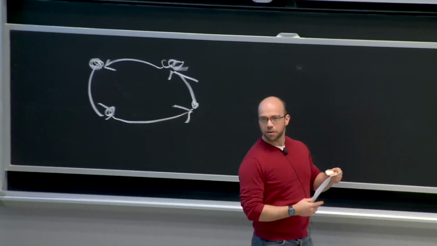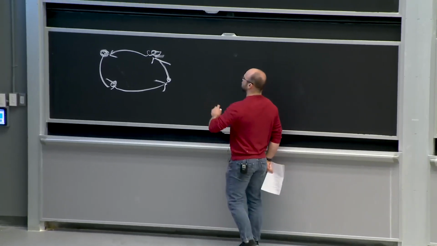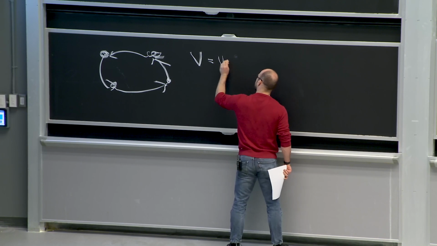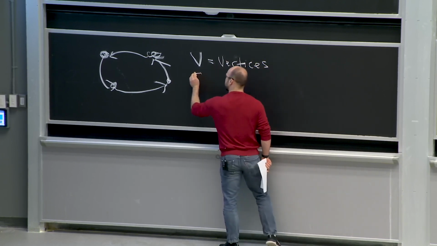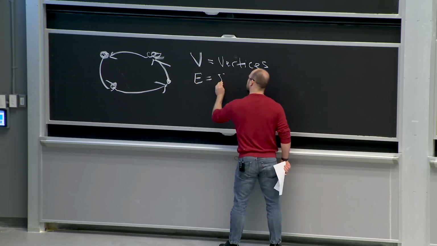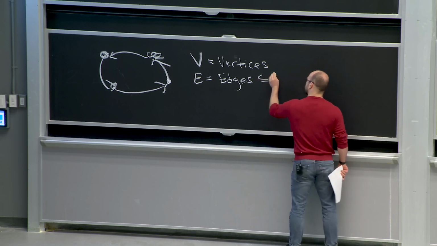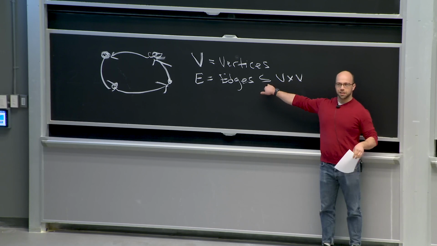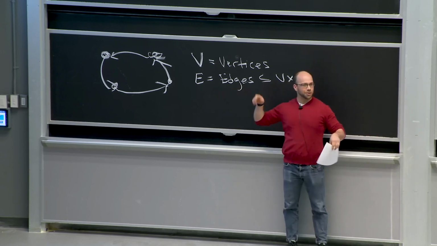And of course, there are many variations on the theme. Our basic definition of a graph is that we have some set V, which is the set of vertices, and then we have a set E, which is a set of edges. This was a subset of V cross V, which is nothing more than fancy notation for saying that an edge is a pair of vertices, like a from and a to vertex.